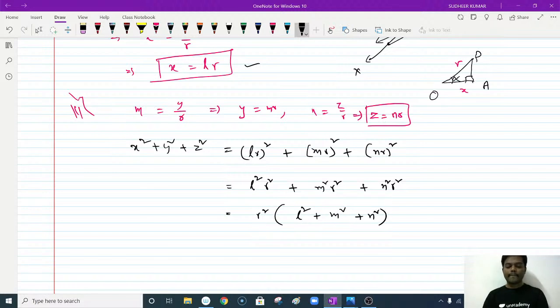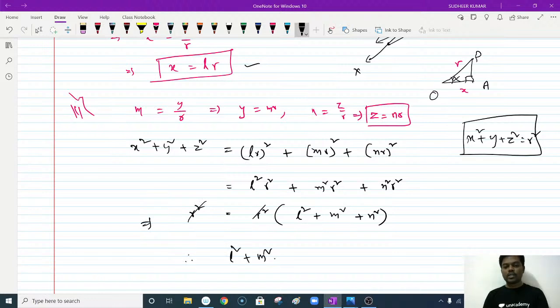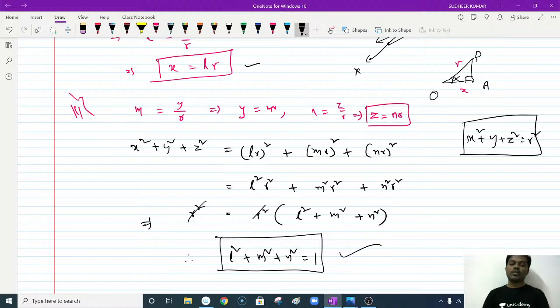Then we know that when the point exists in 3D, x square plus y square plus z square equal to R square. So let us substitute the value. Now R square gets cancelled. Therefore, L square plus M square plus N square equal to 1. So this is the way we got this result: the sum of the squares of the direction cosines of a line is 1.